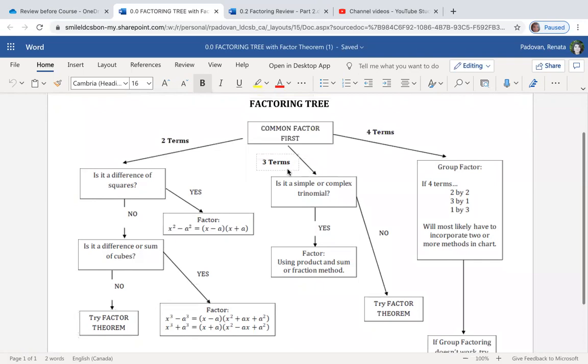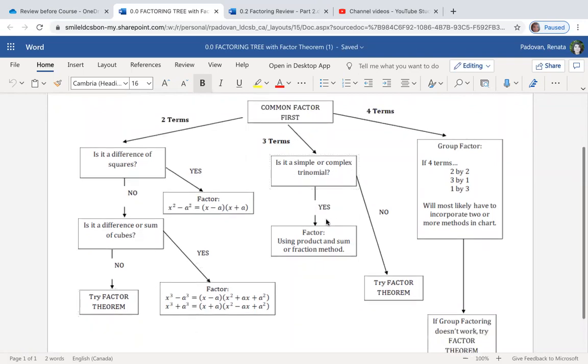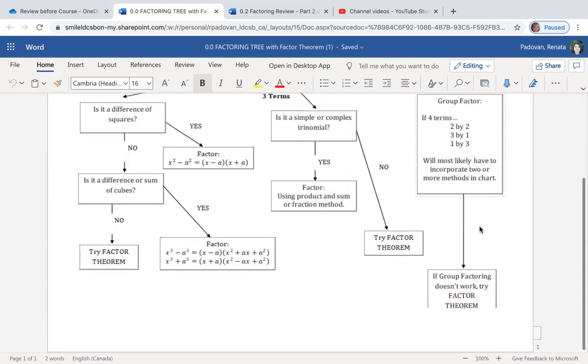If we have three terms, is it a simple or complex trinomial? And if it is, I use the sum and product method. And if it's not, try factor theorem. Then we just went over the video of four terms, 2 by 2, 3 by 1, or 1 by 3 factoring. And if group factoring doesn't work, again, everything's leading to: if everything else doesn't work, try factor theorem.